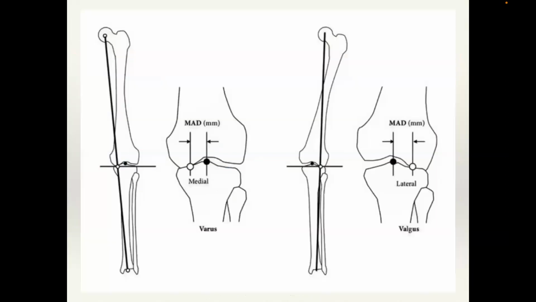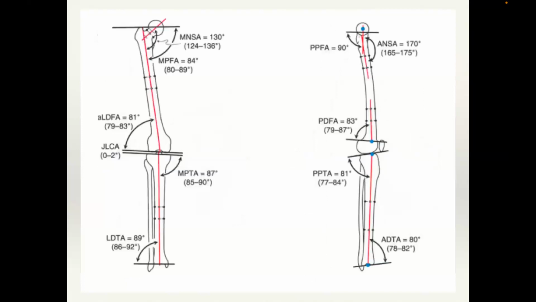Now this picture depicts that if the mechanical axis line falls lateral to the midpoint of the knee, it's called valgus, and if it falls medial to the midpoint of the knee, it's called varus. This is measured as mechanical axis deviation in mm. If the deviation is more than 15 mm, it is varus, and if it is more than 10 mm lateral, it's valgus.